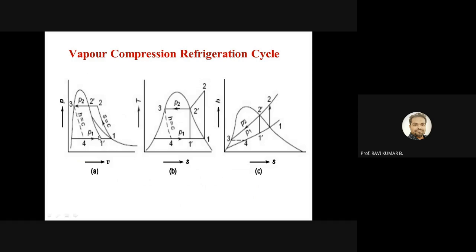If you start from the wet state 1, you can hardly go to the dry saturated condition, which is here over the vapor dome. This is the vapor dome. It can go up to 2 dash, which is just dry saturated vapor. And if you start with the dry saturated vapor, you will definitely go to the superheated vapor, which is much more desirable in this vapor compression refrigeration plant. This process, either 1 dash to 2 dash or 1 to 2, is a reversible adiabatic compression in the plant.